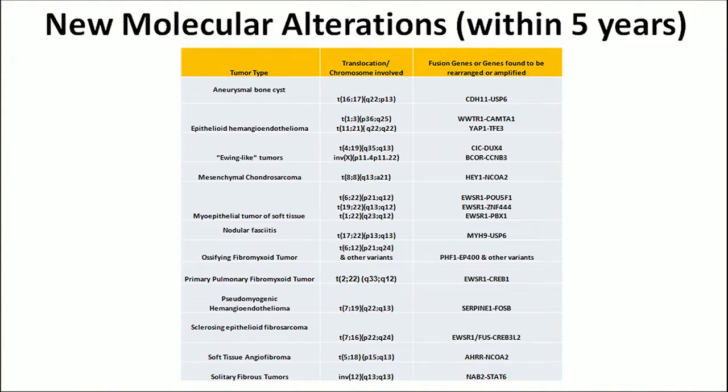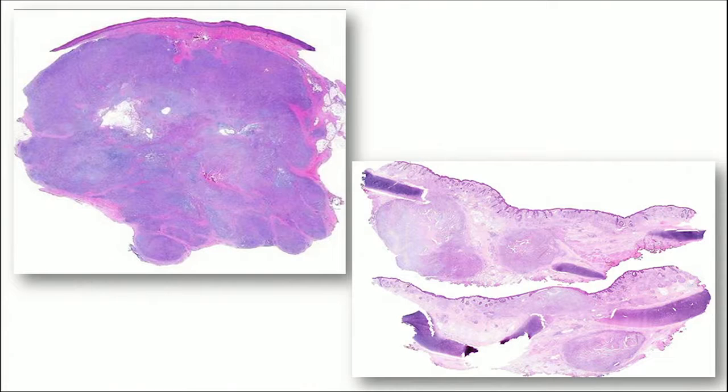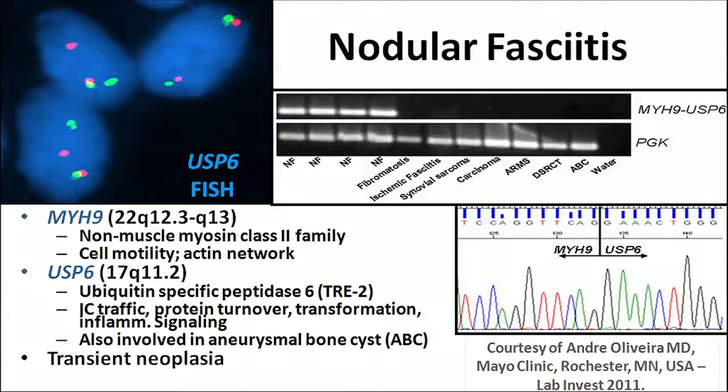So here are some of the new molecular alterations that have been discovered just within the last 5 years in some tumors, and we'll go through quickly some examples of these. So nodular fasciitis. I mean, who would have thought? Many of us would have suggested that this was a reactive lesion potentially, although there was always the data that it was clonal, but it self-resolves. Here is another example of a case from the ear and then a case from the skin, showing that these more superficially located cases actually have a translocation between MYH9 and USP6, so it's a self-resolving neoplasm with a translocation.